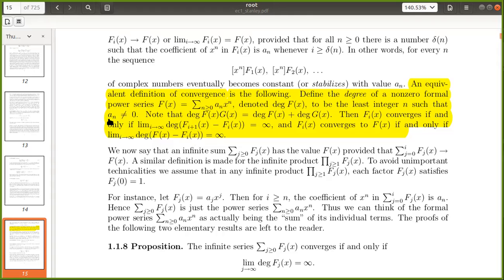Don't get confused with this a_n non-zero. See, this degree is defined for the power series f, and then you're dealing with the power series f(x) minus f_i(x). So after a certain limit, it's really saying that the coefficients of this particular difference series are all zero, right? That's why there is no least n for which it is non-zero, and therefore this limit is actually infinity. That is where we are getting that f_i converges to f(x).